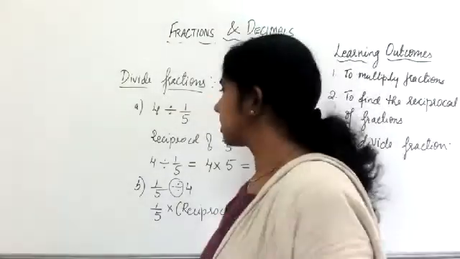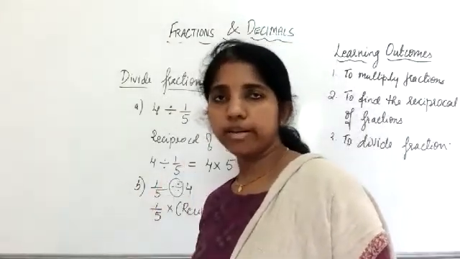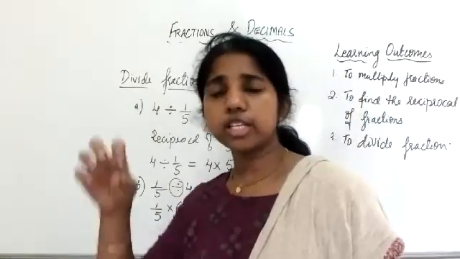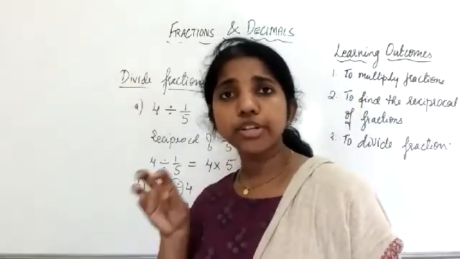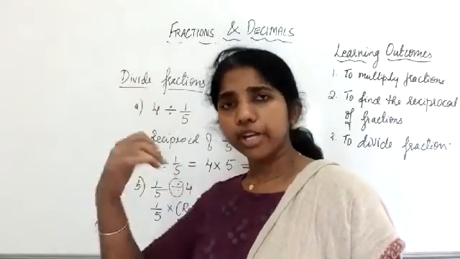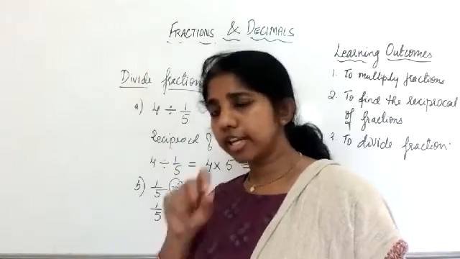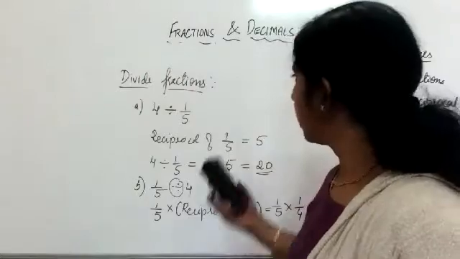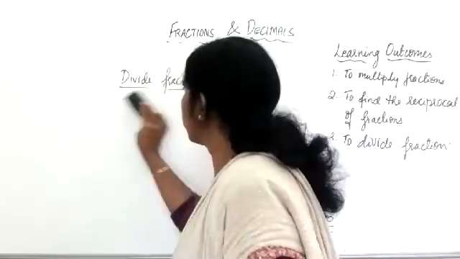So you got to know how to divide two fractions, that is, a whole number divided by a fraction or a fraction divided by a whole number. The method is the same: you take the reciprocal of the divisor, and the division sign is converted to multiplication. So we will solve 2, 3, 4 problems.